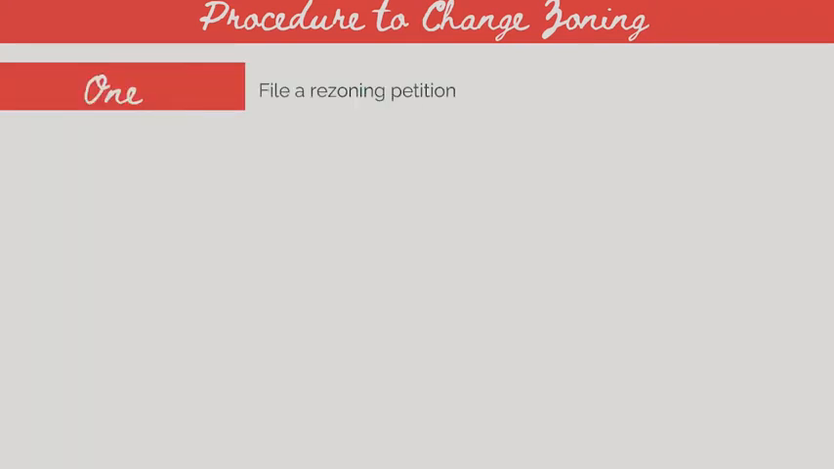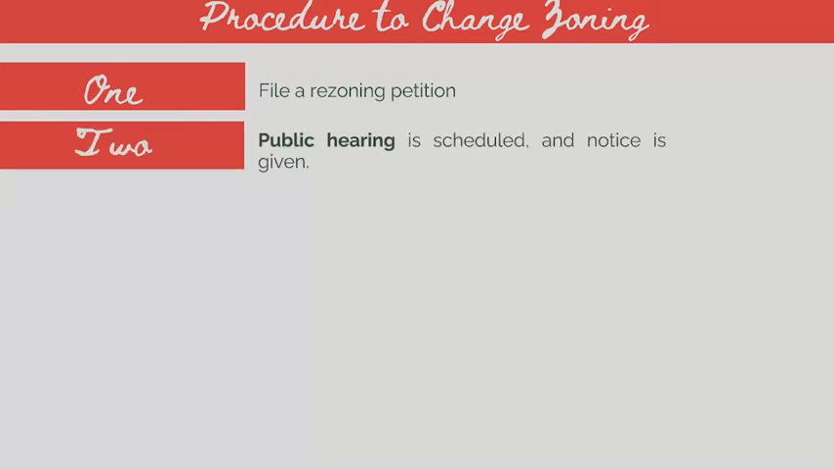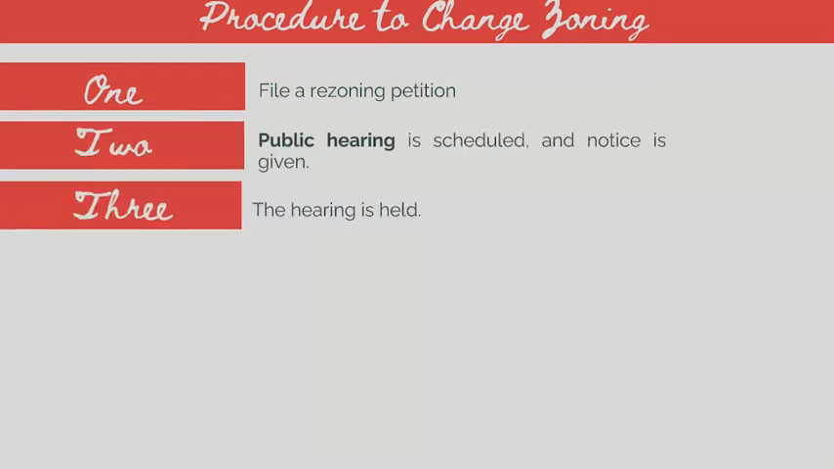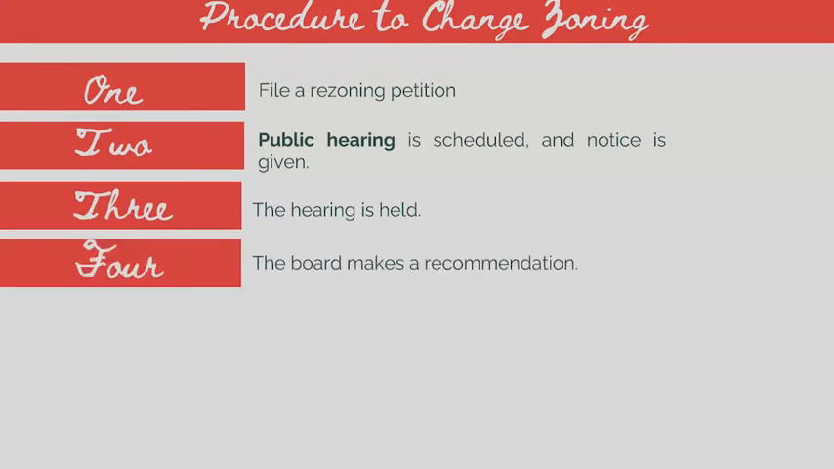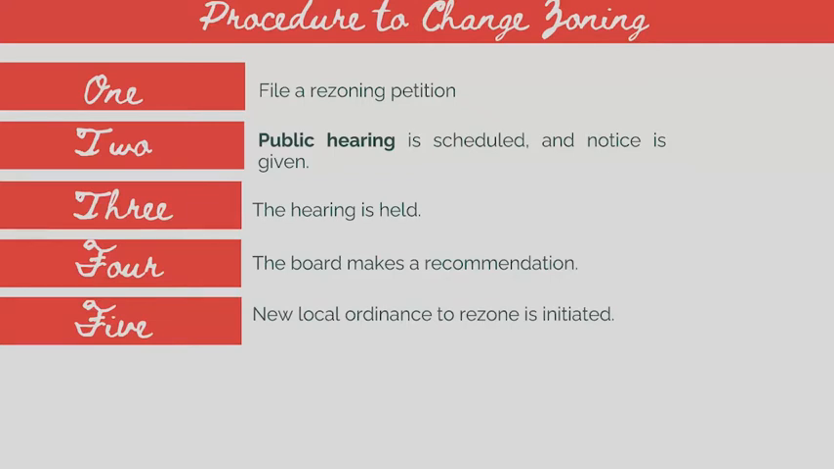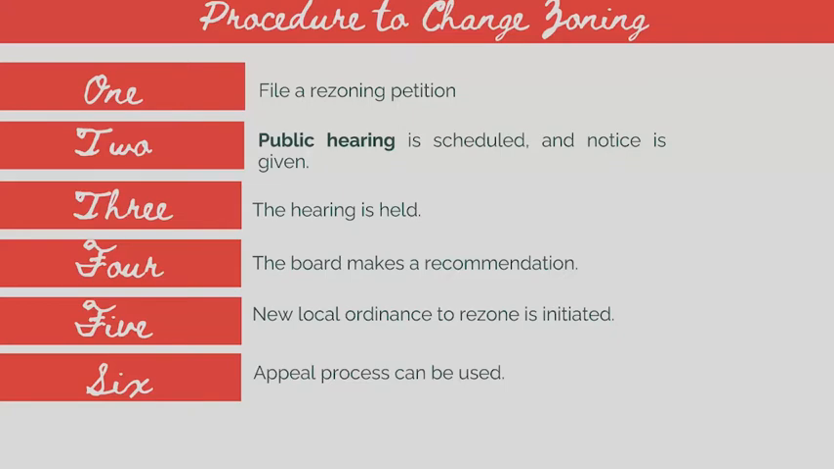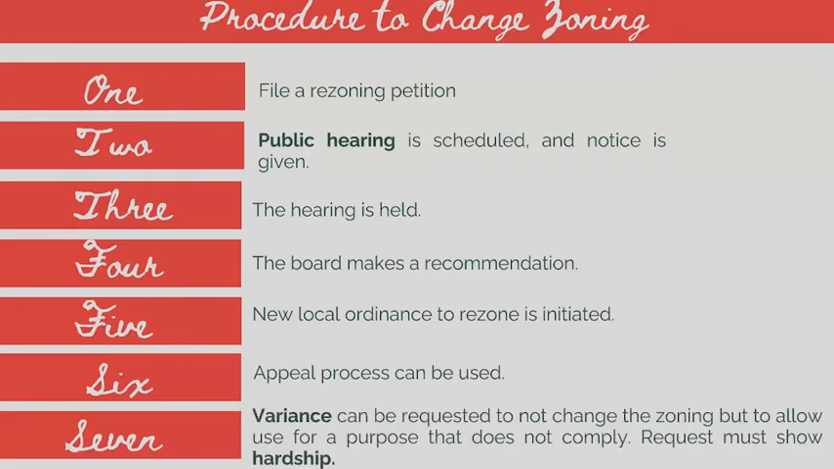Procedure to change zoning. 1. File a rezoning petition. 2. Public hearing is scheduled and notice is given. 3. The hearing is held. 4. The board makes a recommendation. 5. New local ordinances to rezone are initiated. 6. Appeal process can be used. 7. Variance can be requested to not change the zoning but to allow use for a purpose that does not comply. Request must show hardship.